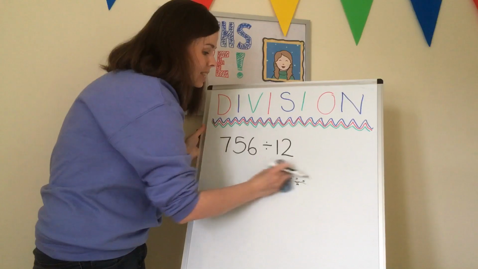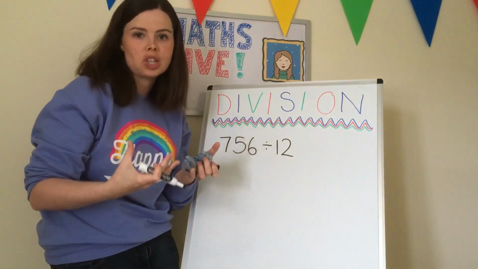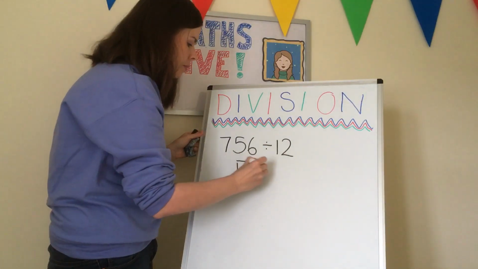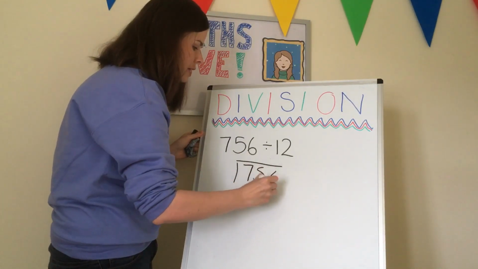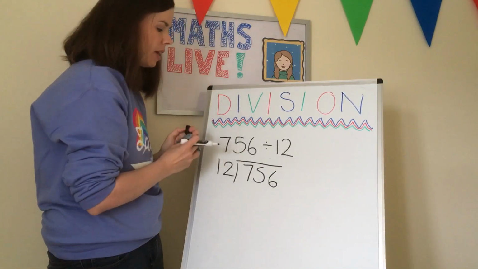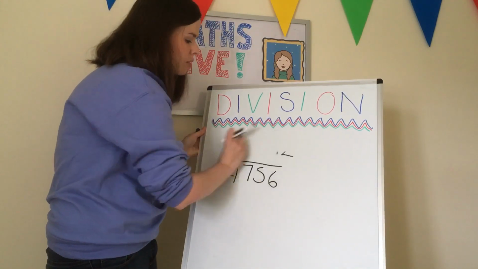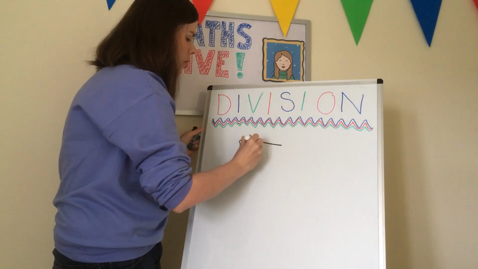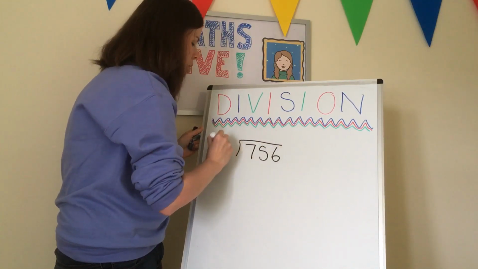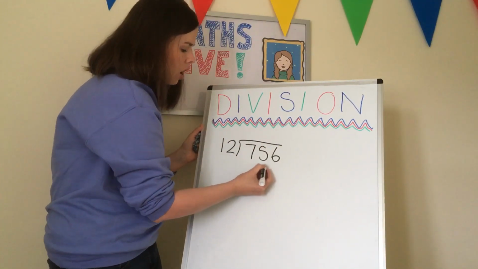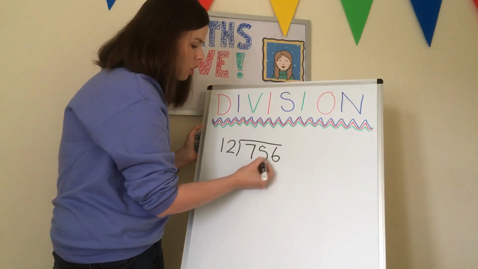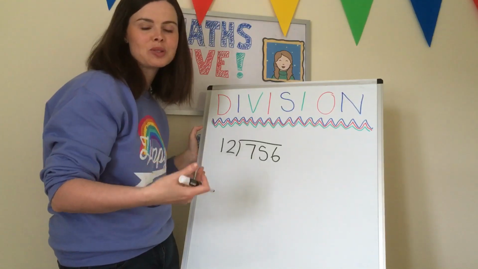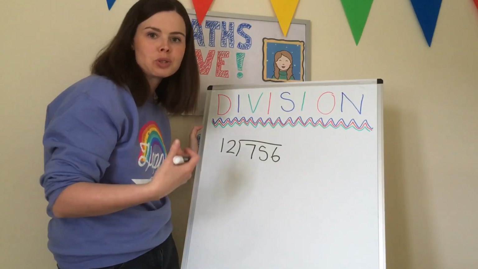But it's exactly the same logic, just a different method. We still use bus stop, so we put our 756 here and our 12 here, but instead of working across like you do in traditional bus stop, we work down. The reason we work down is because it's very hard to put 12 constantly into these numbers, because we know our 12 times table up to 12 times 12. We're not expected in the curriculum to go further than that.